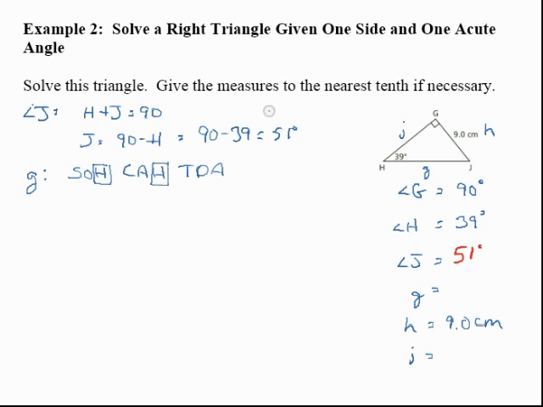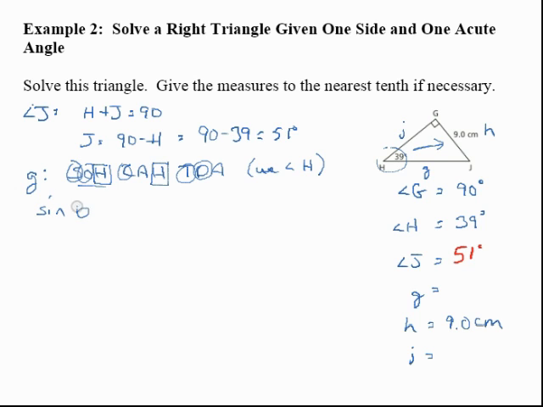And then I have to decide which angle I'm going to use. I'm going to use angle H because I know for sure that that is 39 degrees. J I'm pretty sure about, but I know for sure that H is 39. So in order to not compound any error I've made, I will always use the angle they give me. So I know the angle, so I can circle sine, cos, and tan. And I also know the opposite of that angle, so I'll circle the O's. And this tells me I'm going to use sine.